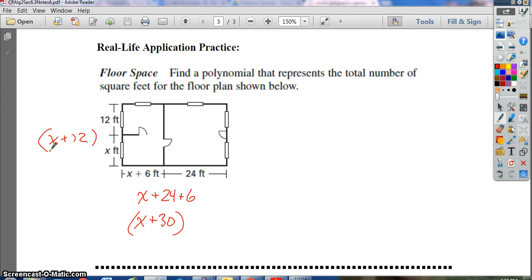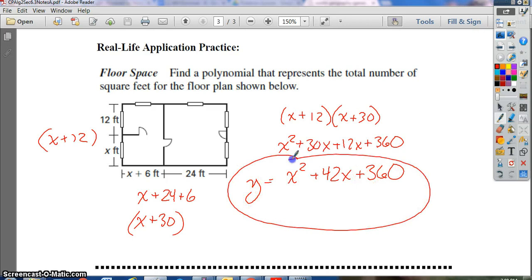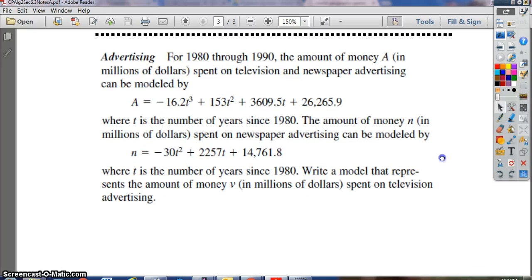Do they want us to put it in standard form? I guess you don't have to, but I'm going to do it anyway. So x plus 12 times x plus 30, and that's going to include an interior wall. If you FOIL that, you get x squared plus 30x plus 12x plus 360. So we're looking at x squared plus 42x plus 360. That's your polynomial. All right? There's your floor space. You know what x is? You can pretty much figure out what that will be.